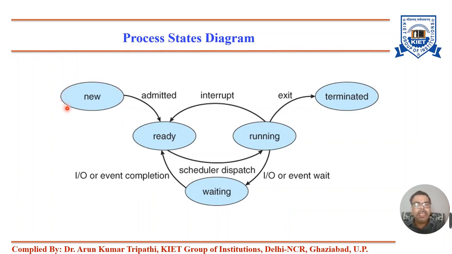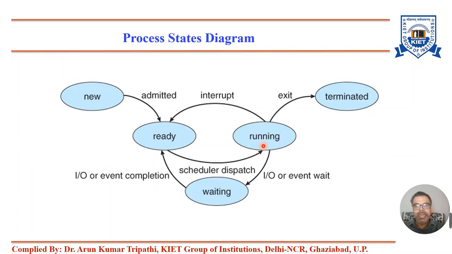New means it is on the hard disk. This is the pool where all the programs reside. A new file is fetched from the hard disk, or the pool, and brought into the main memory and put into the ready queue. From the ready queue, the process is handed over to the processor to execute.